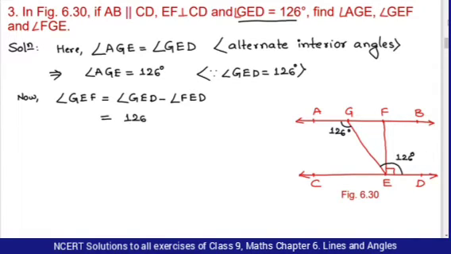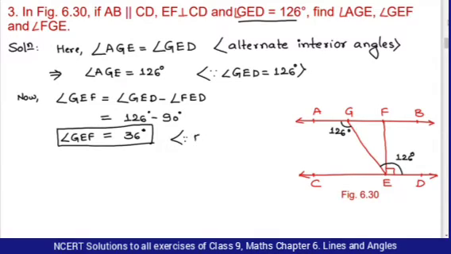Angle ZED is 126 degrees and FED is 90 degrees. Then angle GEF is equal to 36 degrees. Since EF is perpendicular to CD, this implies angle FED is also equal to 90 degrees.